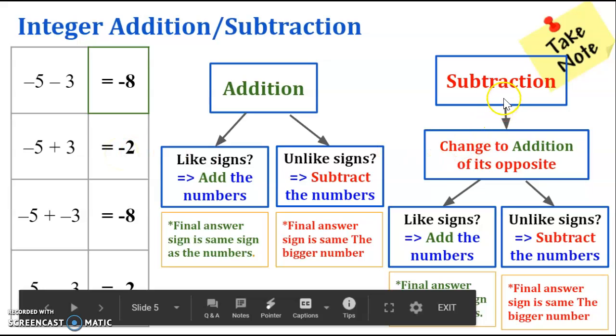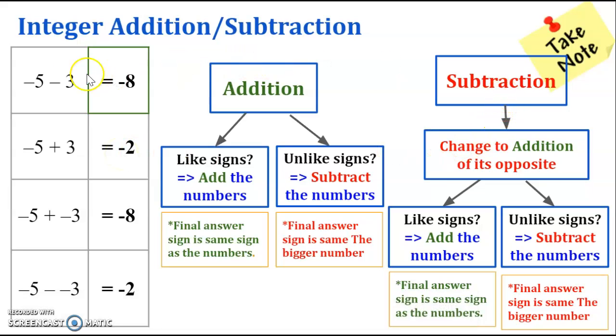Okay. Now, when you are dealing with subtractions like -5 minus or subtract 3, or the very last one, -5 subtract -3, they're both subtractions, right? I would like you to think of it, because we know that subtraction is same as adding its opposite. Okay, so I want you to change it to addition of its opposite.